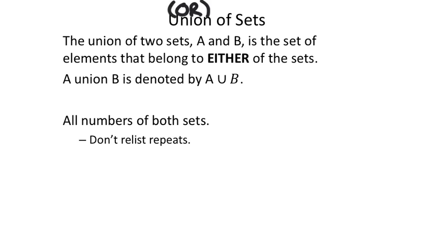Now, if you see a union, it's asking you to find the values of all the sets. So if it belongs to set A, for example, it's part of the union as well, okay? If it's part of just set B, it's part of the union. If it's part of set A and B, it's still part of the union because it's part of at least one of them. It just has to be part of one of them. So all numbers of both sets, but again, if you see that they've repeated in both set A and B, just please don't list them twice.